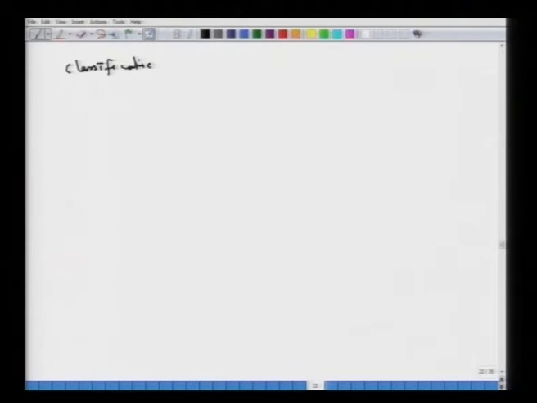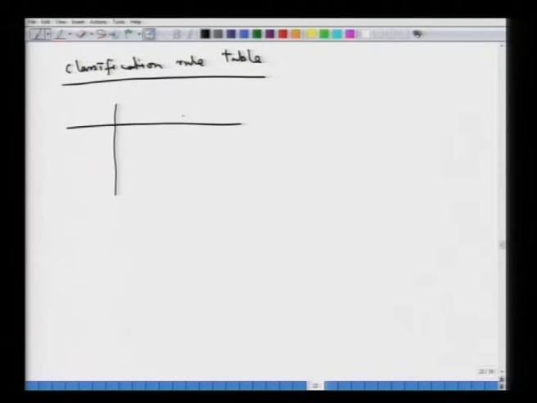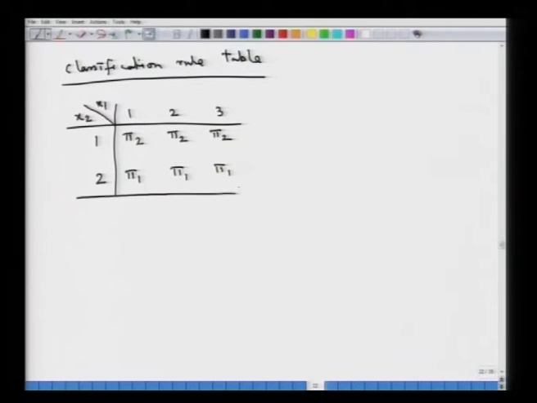Classification rule table. The setup is the following: we have a bivariate population with two variables, x1 and x2. x1 takes the three values 1, 2, 3, and x2 takes two values. Now, if this pair is observed, we have a pi 2 assignment; if this value is observed, we have a pi 2 assignment; this is a pi 2 assignment, this is pi 1, and pi 1 assignment. So, this is the classification rule that has been framed.